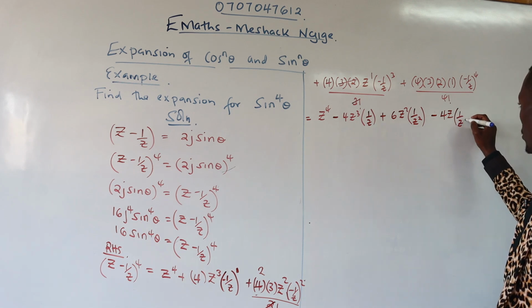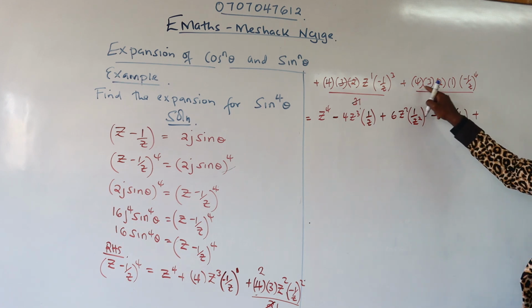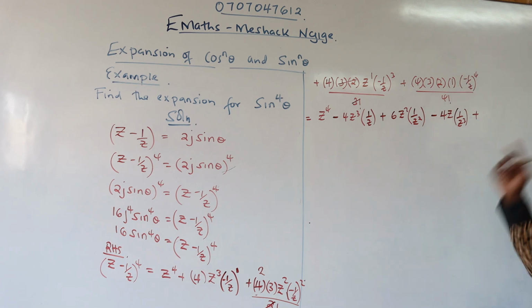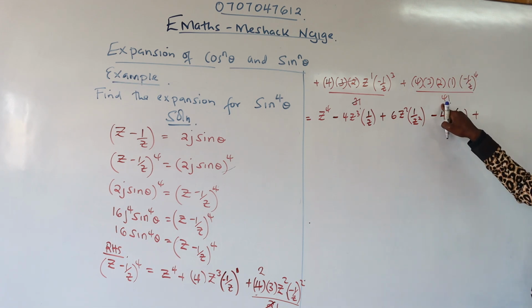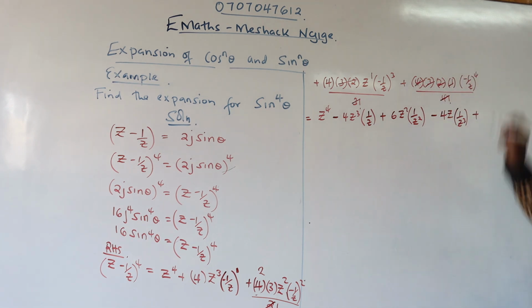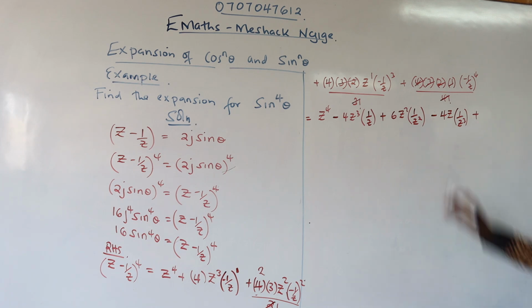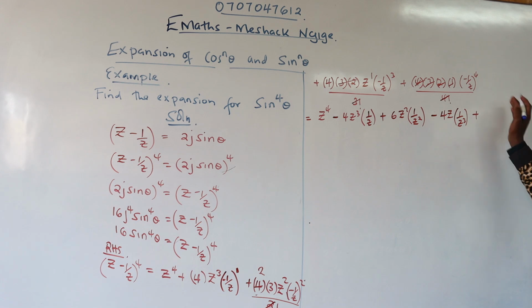Then you have 1 over z what? 1 over z cubed. Then we come to the last term. 4 times 3 times 2 times 1 is the same as 4 factorial, because 4 factorial is the same as 4 times 3 times 2 times 1. So 4 factorial cancels with everything there. Right? You can always expand the denominator, but you just need to know that 4 factorial is 4, 3, 2, 1.